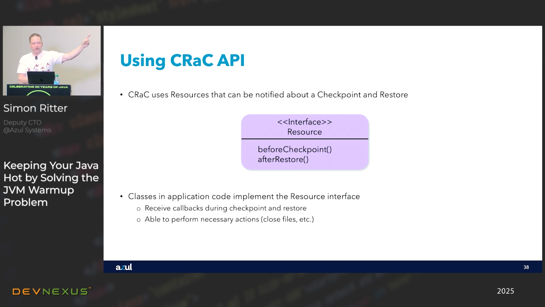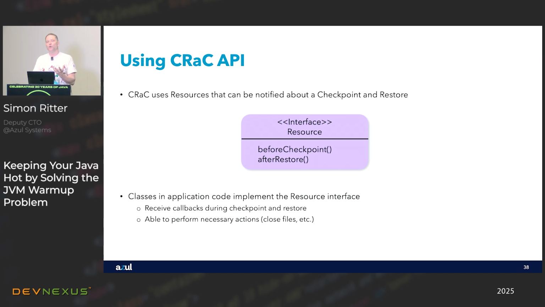So the beforeCheckpoint is called before we do a checkpoint. What will happen is you'll say, right, we're about to do a checkpoint, I have a JDBC connection open, I will close that JDBC connection. When we do a restore, that afterRestore method gets called, and we go, right, we need to restore our JDBC connection, open that up, check everything, maybe do any verification, and then the application starts running. Same with files, same with network connections.